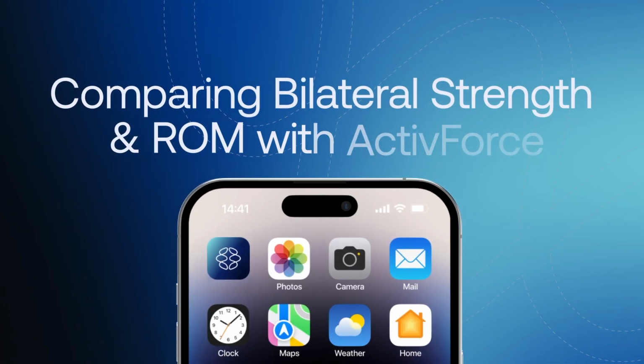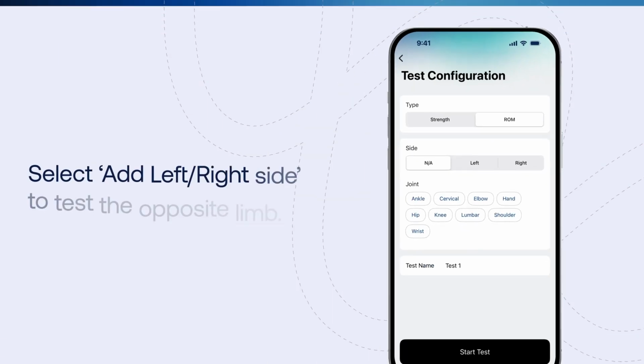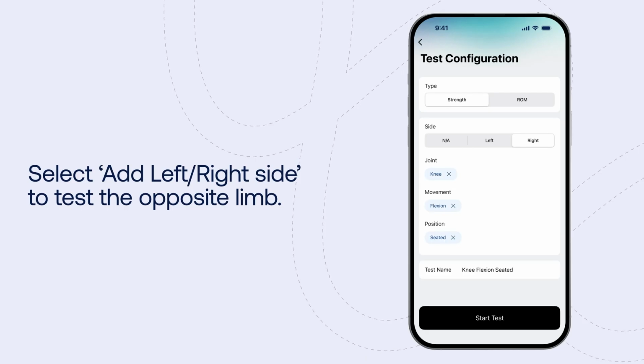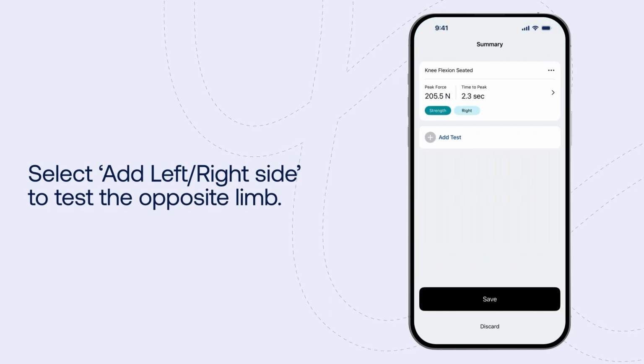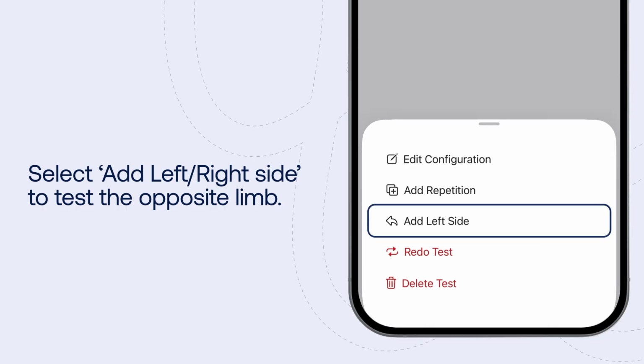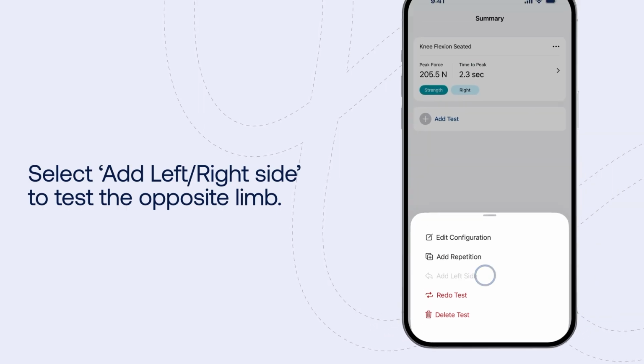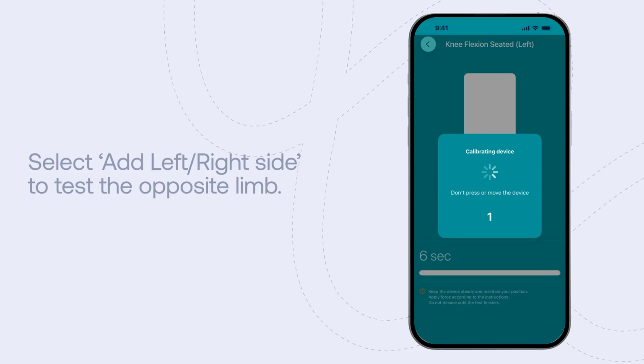Here's how to compare results for left and right side asymmetry in the ActivForce app. This option is only available to tests with left and right side assigned during setup. After completing the first test, use Add Left Side or Right on the test summary screen to assess the opposite limb with the same configuration.